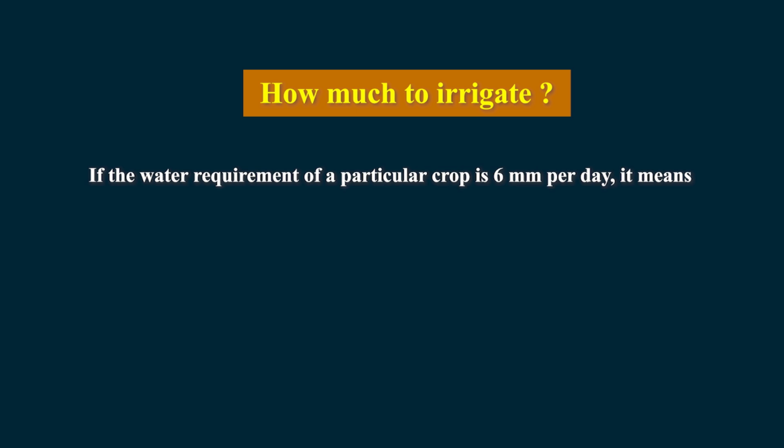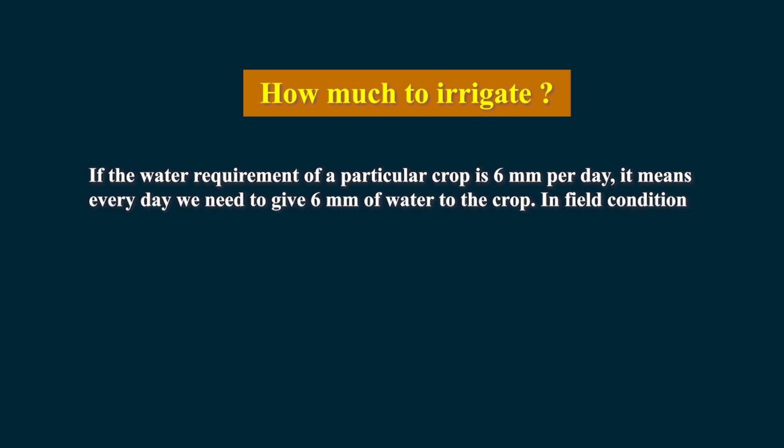Viewers, let us now understand the irrigation requirement of a particular crop, that is, how much to irrigate, when to irrigate, etc. So, when is the right time to irrigate crops? We need to understand that if water requirement of a particular crop is 6 mm per day, it means that every day we need to give 6 mm of water to that crop.